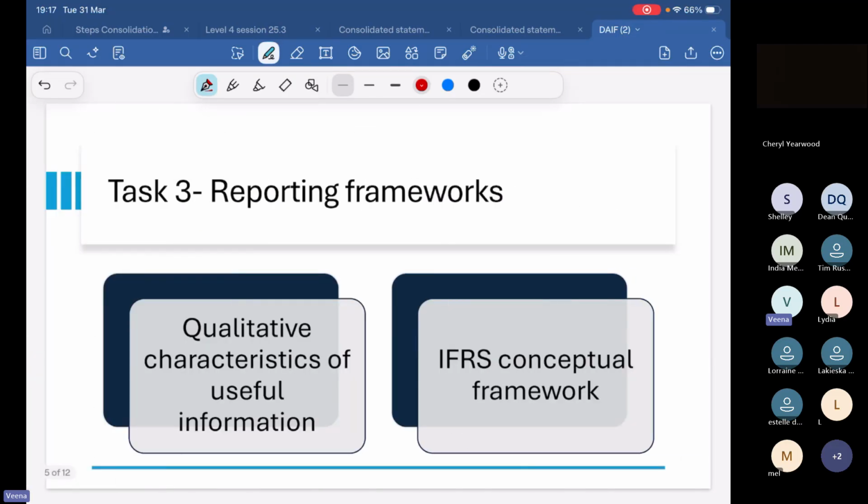The next question is reporting framework. So qualitative characteristics of useful information, IFRS conceptual framework. This is all about whatever you have done in level 3 as well. The different characteristics of useful information.